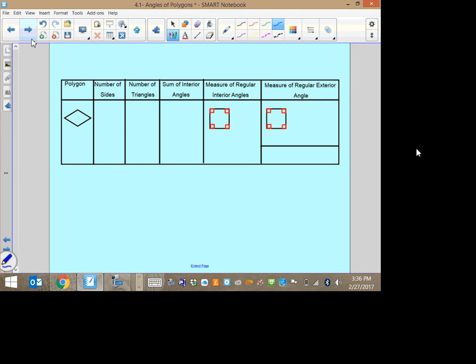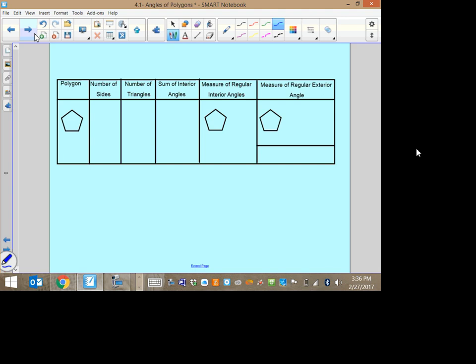Here, 4 sides. The number of triangles is going to be 2, because we can split it there. And so then the sum of the interior angles, we're going to take 2 times 180 to get 360 degrees for the sum of the interior angles. So the measure of the regular interior angles, we can take 360 divided by 4 to give us 90 degrees. And then the exterior angles, we can take our 180 and subtract 90, and we get our 90 degrees. So be watching for a pattern as we go through the rest of these.